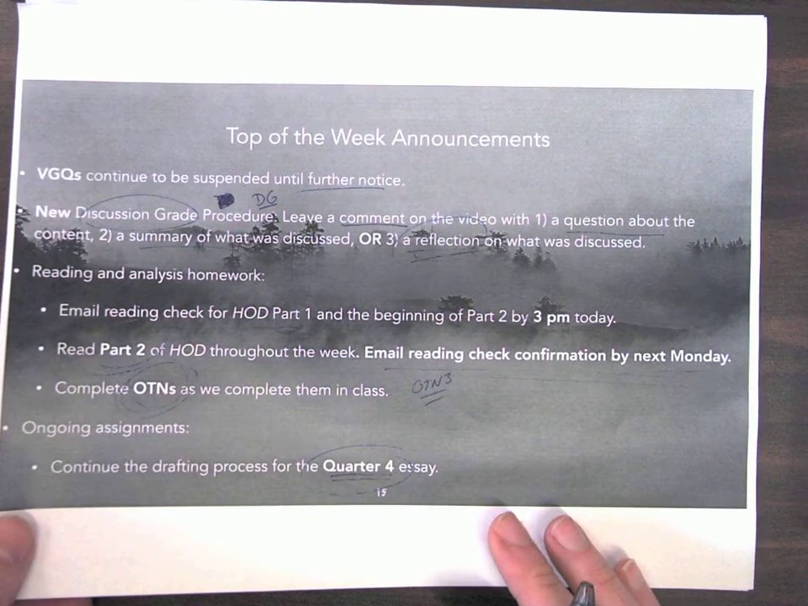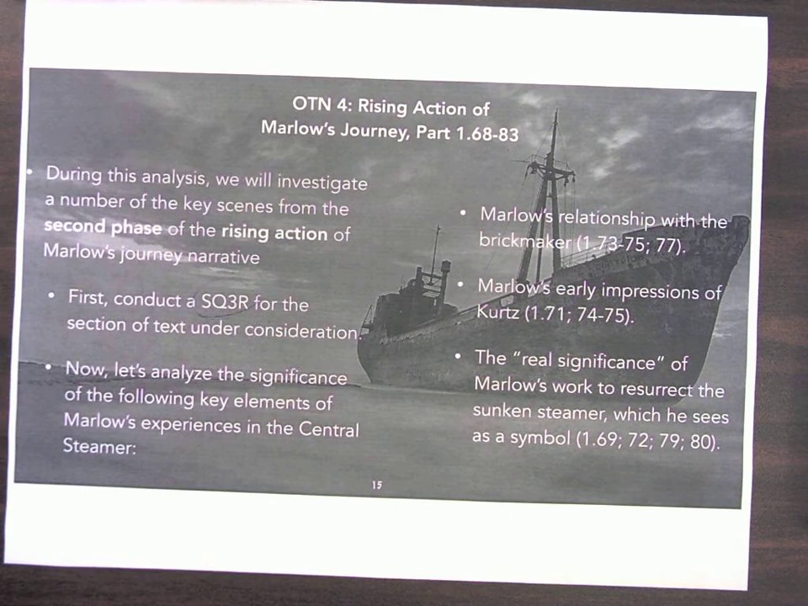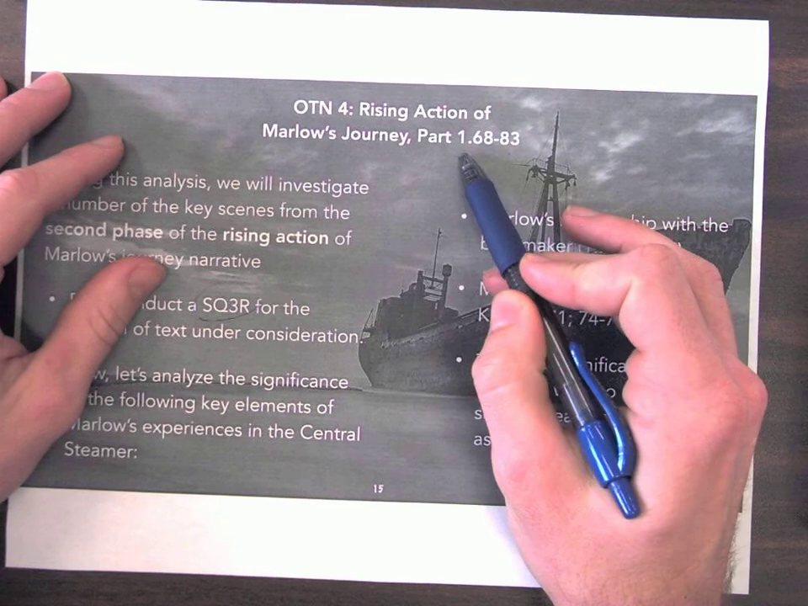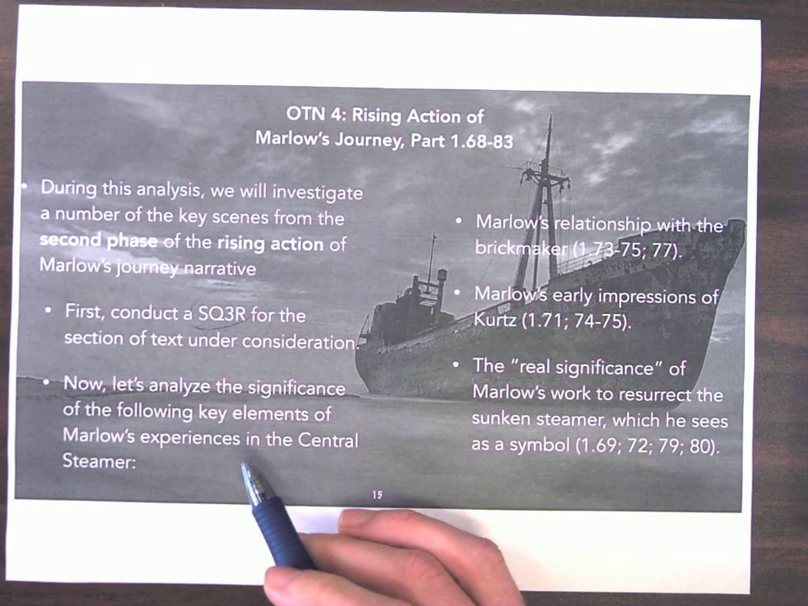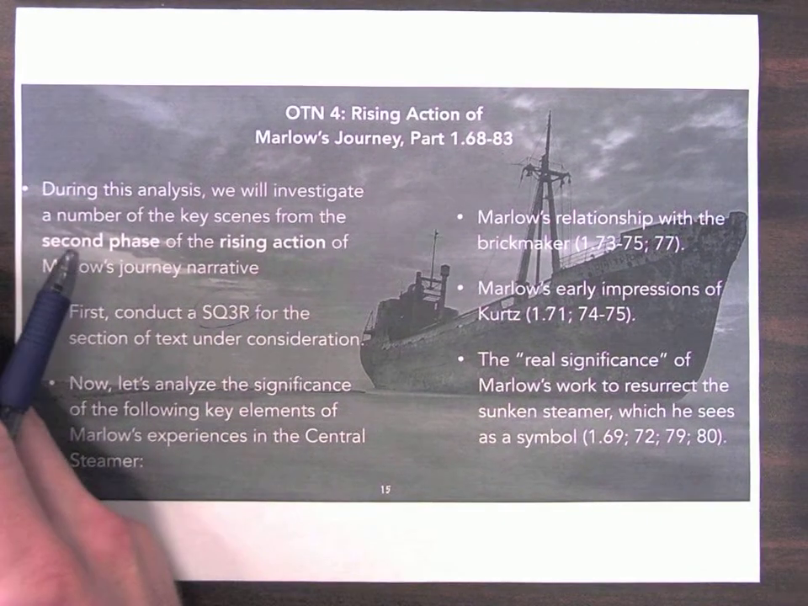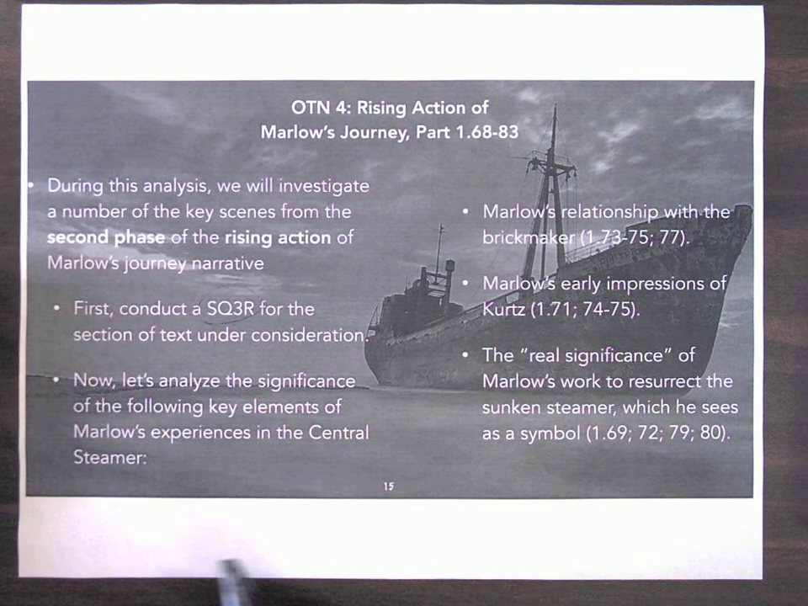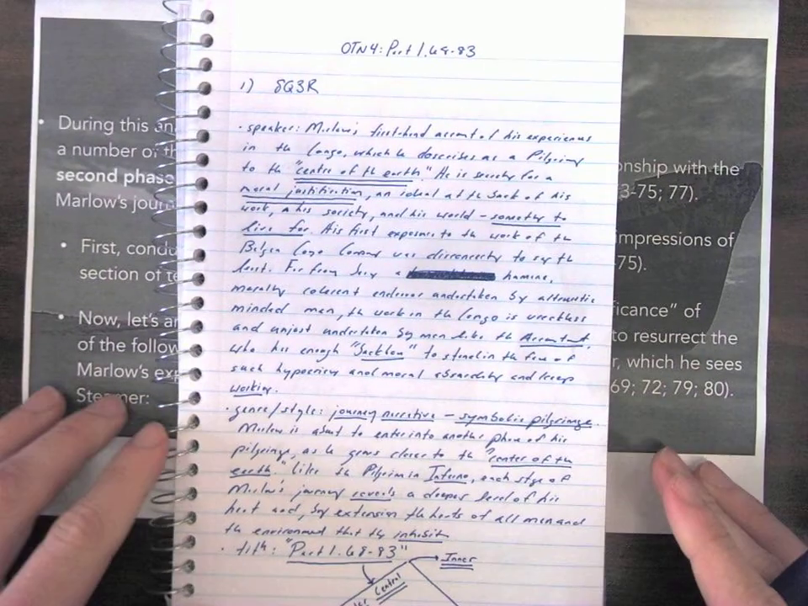All right. So let's go ahead and get into our work on OTN 4, which is an analysis of the rising action of Marlow's journey in the end of Part 1, pages 68 through 83, if you have the Barnes & Noble 2003 edition that looks like this. So go ahead and find your way to page 68 of this piece of text, which we're going to be analyzing over the next couple days. And let's simply lay out an SQ3R for this piece of the novel.